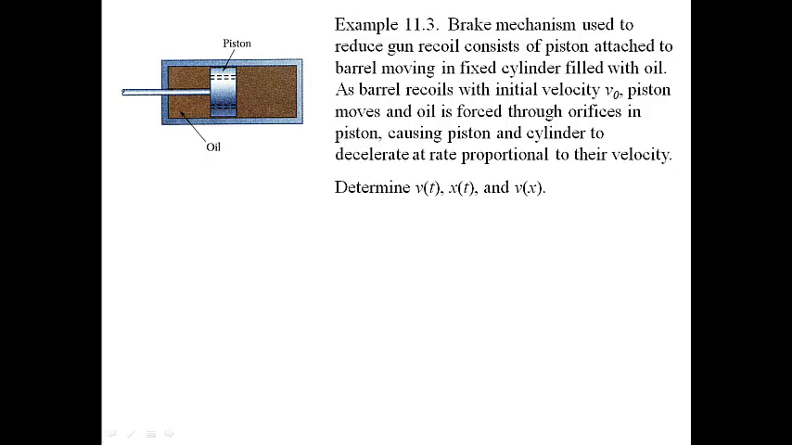Look at example 11.3. We are given this brake mechanism used to reduce gun recoil consisting of a piston attached to a barrel moving in a fixed cylinder filled with oil. As the barrel recoils with an initial velocity of V naught, the piston moves and the oil is forced through orifices in the piston, causing the piston and cylinder to decelerate at a rate proportional to their velocity. So here's the key here.